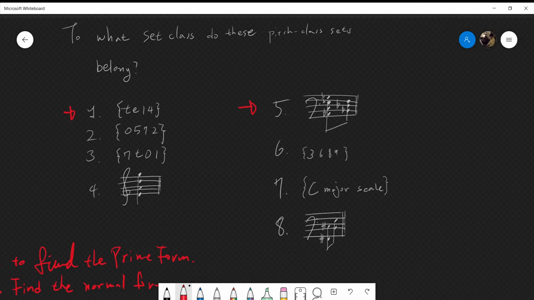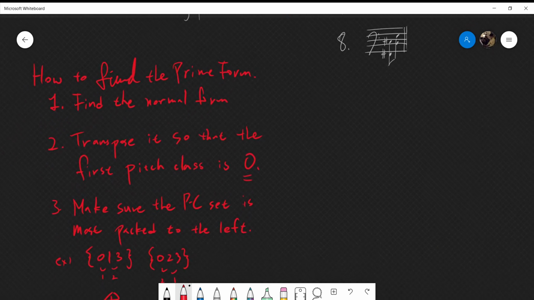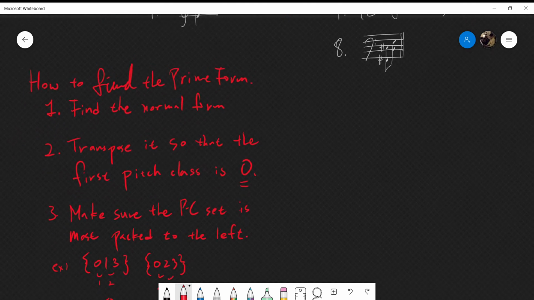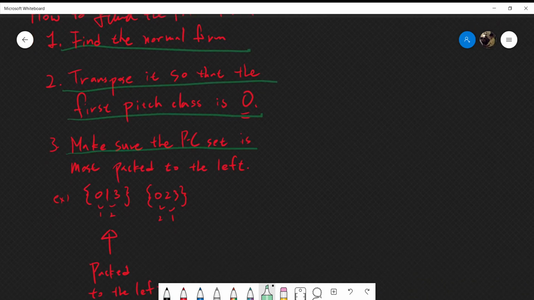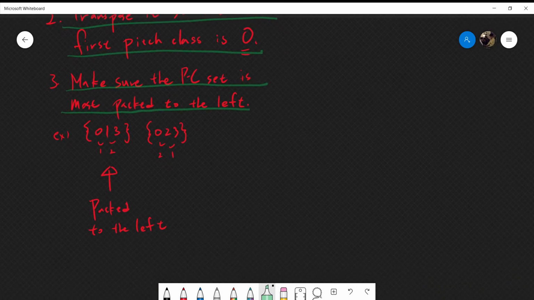In order to figure out the prime form, first you need to find the normal form of the given pitch class set, and you transpose it so that the first pitch class is 0, and you make sure that the pitch class set is most packed to the left. So if you have, for example, a choice between 013 and 023, you pick the 013 because it is packed to the left because interval class 1 is here.